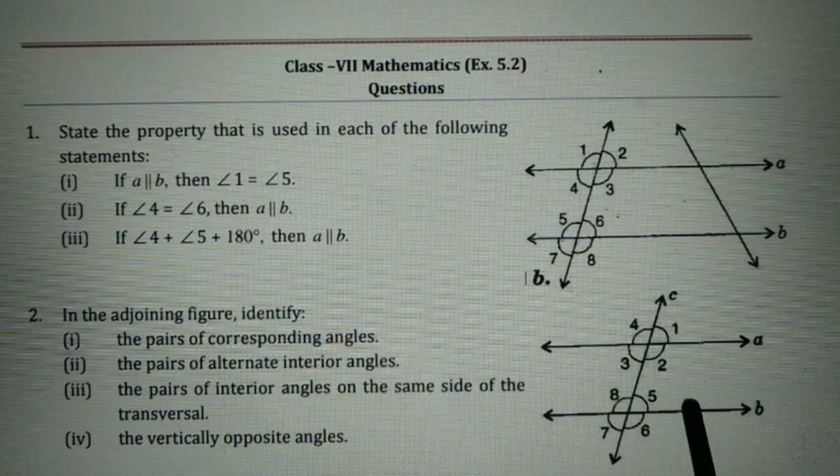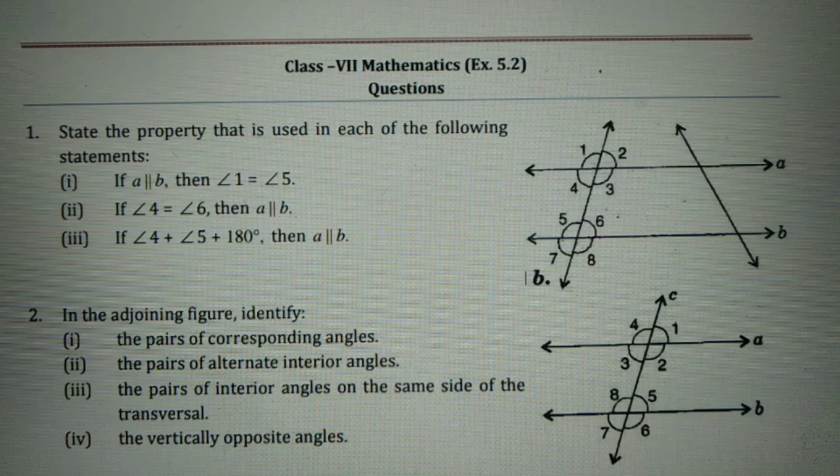The next is the pair of alternate interior angles. Interior means these four angles which are in the interior. And alternate means 3 and 5 are alternate, 2 and 8 are alternate interior angles. Third one, the pair of interior angles on the same side of the transversal. Interior are these four. Now pairs of interior angles on the same side are 3 and 8, and another pair is 2 and 5.